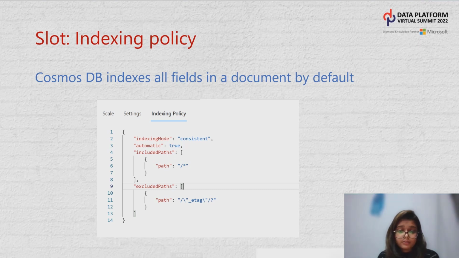which can basically add to your storage cost. So this write latency and storage cost might not be desirable in a lot of scenarios. So Cosmos DB provides a way to optimize or customize your indexing policy.